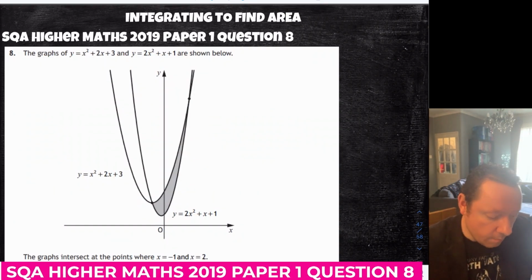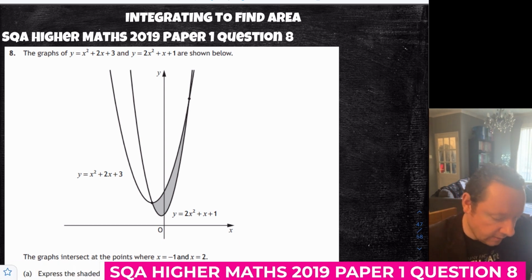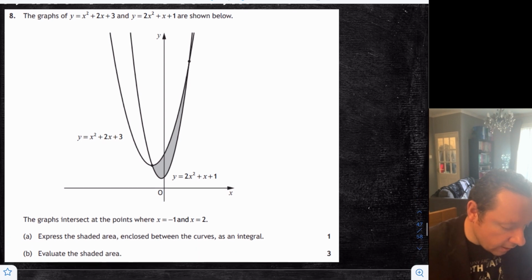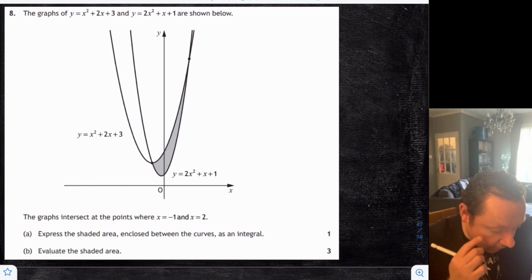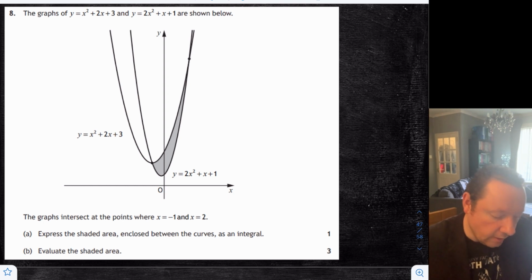Okay, integrating to find area. SQA Higher Maths 2019, paper 1, question 8. The graphs of y equals x squared plus 2x plus 3 and 2x squared plus x plus 1 are shown. They intersect at -1 and 2. Express the shaded area as an integral. So it's leading us through this one.